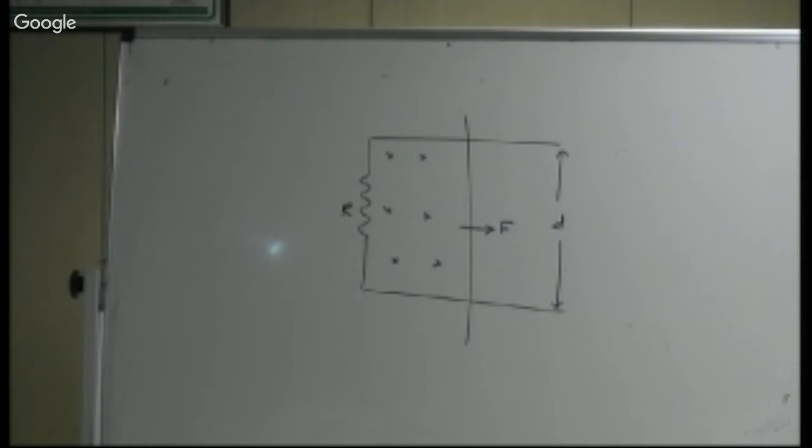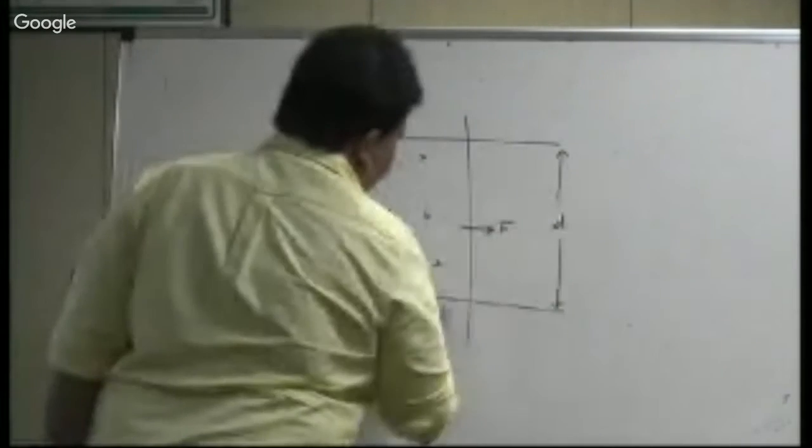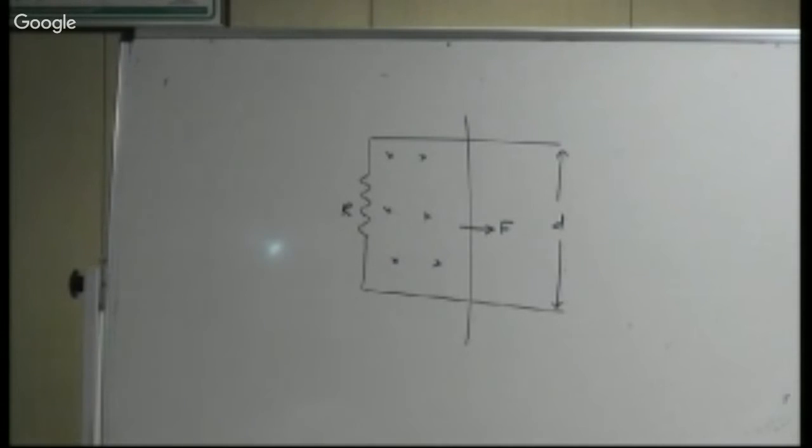He says resistance per unit length. Let me tell you the full question. Two long parallel horizontal rails, that means these become the rails, separated by a distance small d, having resistance lambda per unit length. So the length of the wire, of these conducting rails, has resistance lambda per unit length.